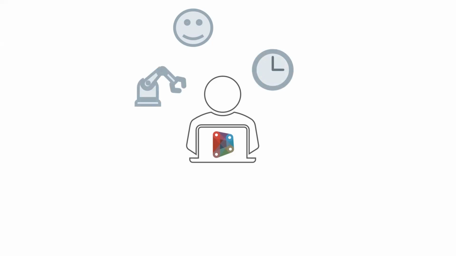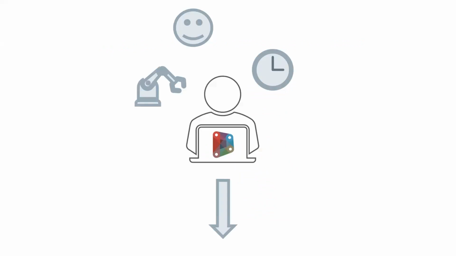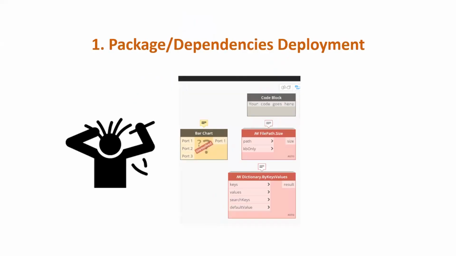And at some point, it needs to leave his computer and go to the users who are going to actually be applying those tools. That's really when Orkestra comes into play, because the part when you send stuff over is when the trouble usually begins. And one of the first issues that you'll meet is package dependency and deployment.